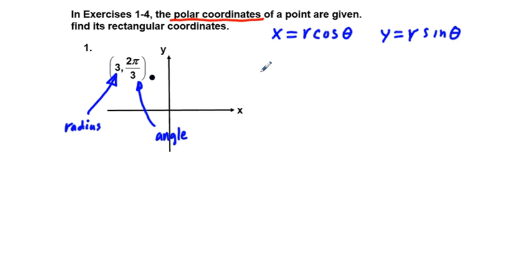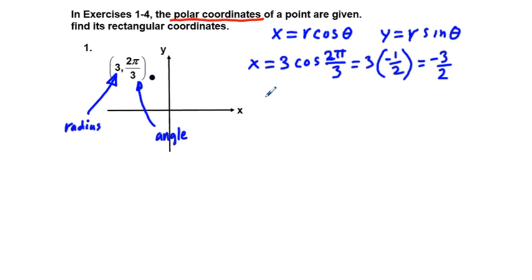So what we need for our x value is r is going to be 3 times the cosine of 2 pi over 3. And in order to find this out, we have 3 times, and if you know what the cosine of 2 pi over 3 is, which I do happen to know, cosine of 2 pi over 3 is negative 1/2. And if we multiply these together, 3 times negative 1/2, we're going to get negative 3 over 2.